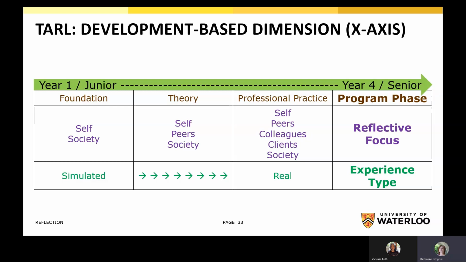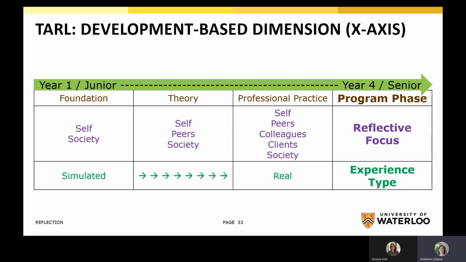When we go along the x-axis, what they're looking at here is representing the various phases of your program. So in year one, you've got your junior students. Some of the things that you might be looking at here would be the foundation, getting into more theory as they progress through the program, and then as they finally get out into the professional practice or into more of the discipline in a more authentic manner in the more senior years.